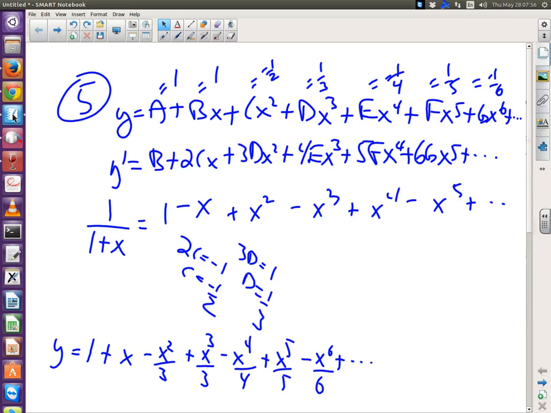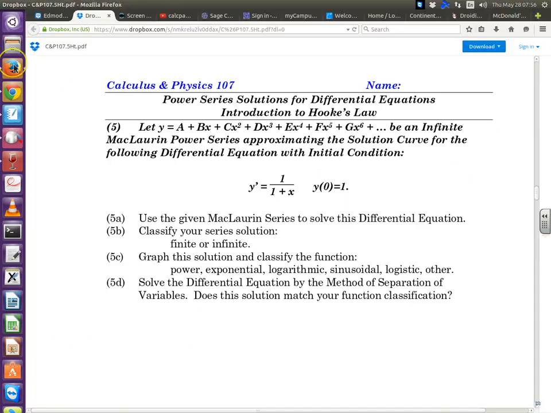y equals 1 plus x minus x squared over 3. Parabolic, right? So as we add on more and more terms, we're going to get more and more of the shape of the curve, right? And so what is it? Well, let's find out. Let's do this last part. Variable separable. Can we solve this by variable separable? And can confirm our result. So let's see. What do we got?